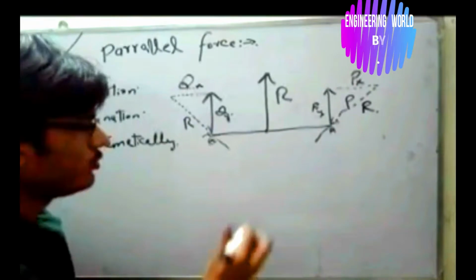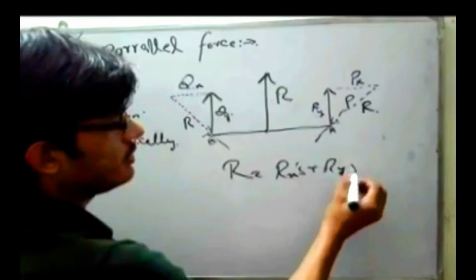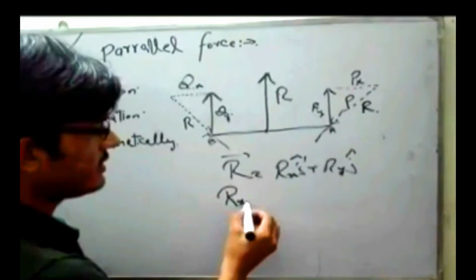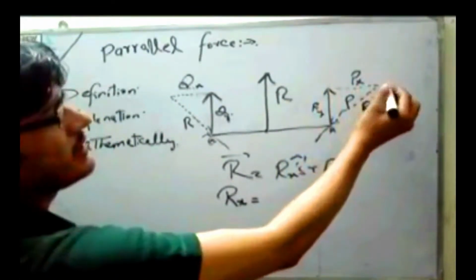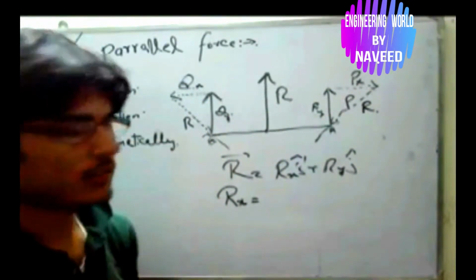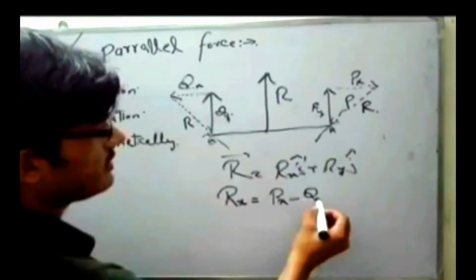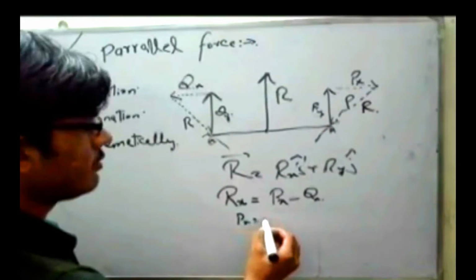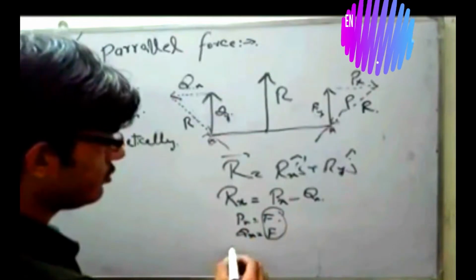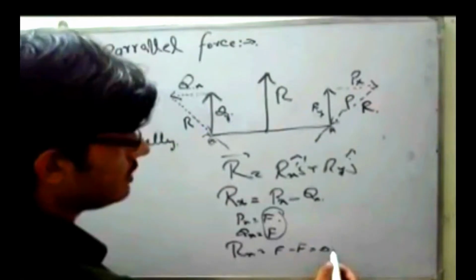Now to find the resultant magnitude, as we know R is equal to Rx i plus Ry j. First of all, we want to find the Rx. The Rx will be, as this Px is in the positive x direction and this Qx is in the negative x direction, so that's why we take Px minus Qx. Here the Px is equal to F, while the Qx is also equal to F. Because both have the same magnitude, the resultant will be F minus F, which is equal to 0.